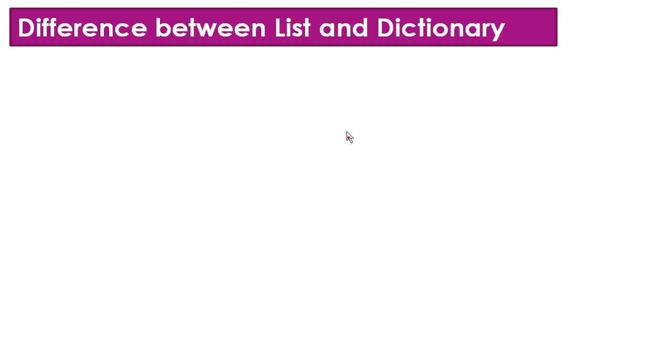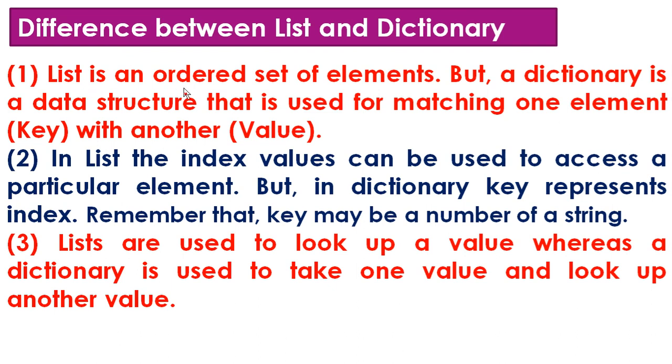The next title: what are the differences between list and dictionary? This is a 3-mark question. List is an ordered set of elements, that is, a list contains a set of elements. But a dictionary is a data structure that is used for matching one element, the key, with another, the value. For example, register number colon 1221, name colon Peter. So a key colon followed by a value.